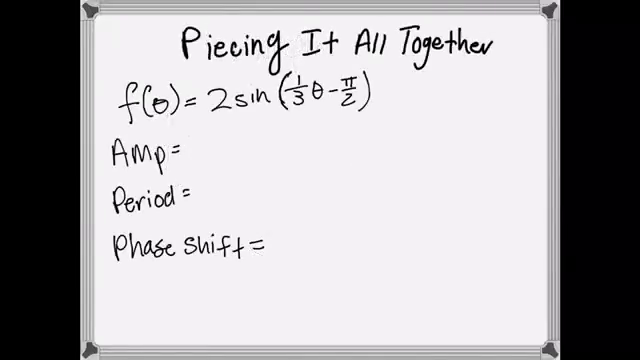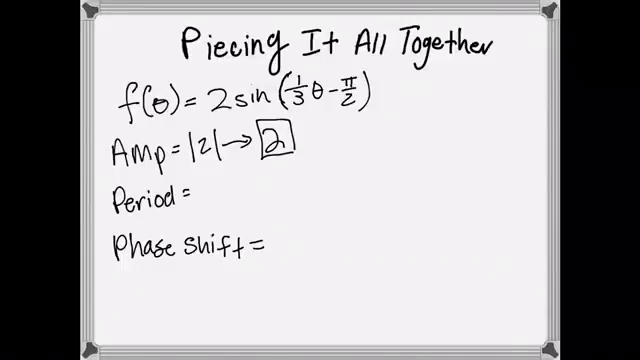We will now put all the elements together in one function. The equation for the example is f of theta equals 2 sine 1/3 theta minus pi over 2. We will first find the amplitude. A equals 2 in the equation. When we take the absolute value of this number, our amplitude turns out to be 2.